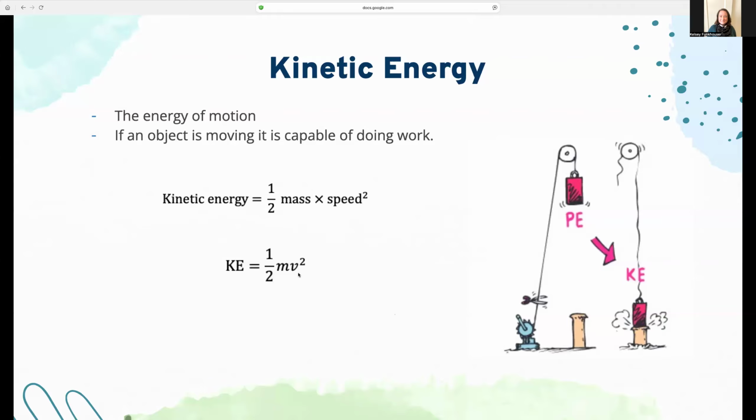So what happened here was work was done to change the potential energy of our object. And then it was released from its stopped position and it got some velocity, which turned the potential energy into kinetic energy. And that kinetic energy did work on the stake.